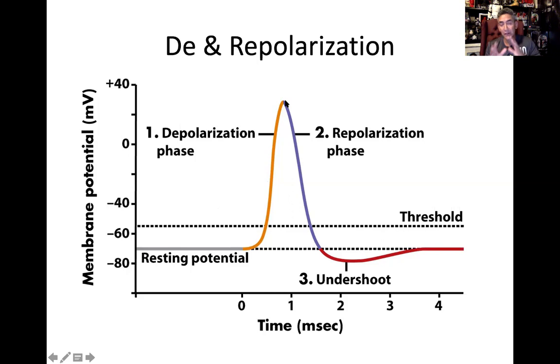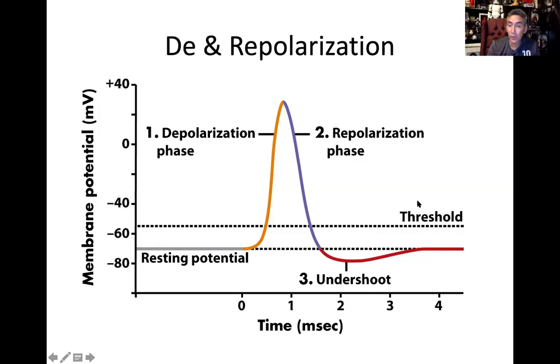After a little while, we have that depolarization event, and then we start to shuttle out some of those positives, and we start to repolarize. That's the repolarization aspect. In some situations, we will undershoot. We will hyperpolarize beyond resting potential, and then eventually we get back to our resting potential.